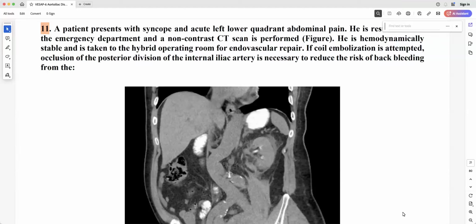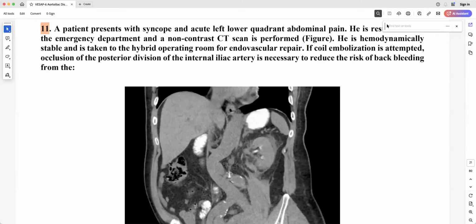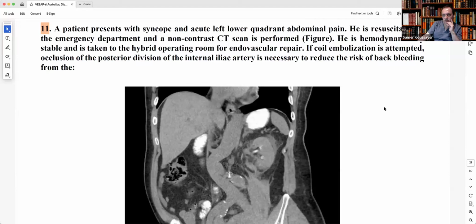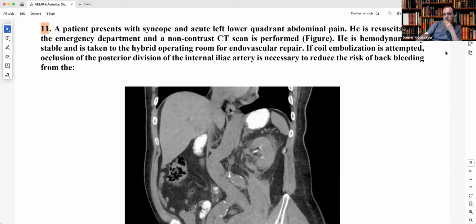A patient presents with syncope and acute left lower quadrant abdominal pain. There is a hidden word. Can you read it? I cannot read what is behind the box. He is resuscitated in the emergency department and a non-contrast CT scan is performed. He is hemodynamically stable, no difficulty breathing or swallowing, anything like that. She has very mild arm swelling.